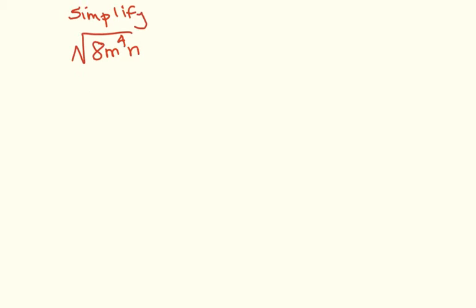Move on to the next one. Again, we're asked to simplify, and again it's a radical expression. It's a square root. So again, we're looking for perfect squares. So we can rewrite this. We'll look at the number first, and we see that the number is 4 times 2.